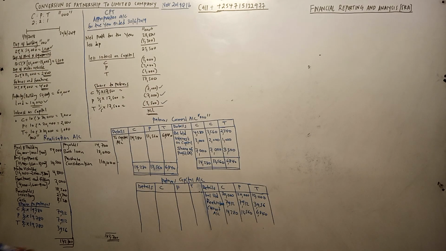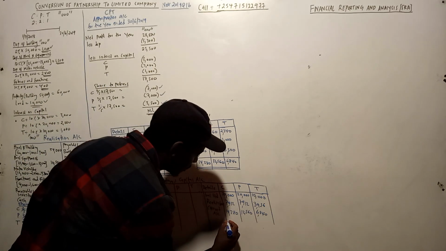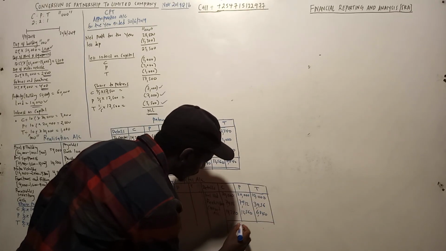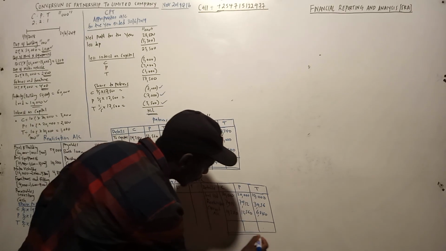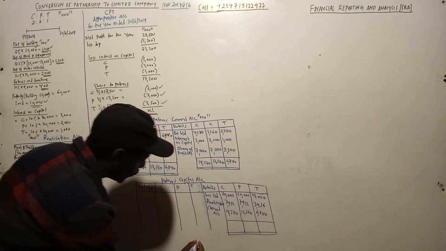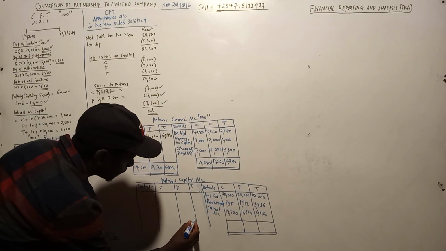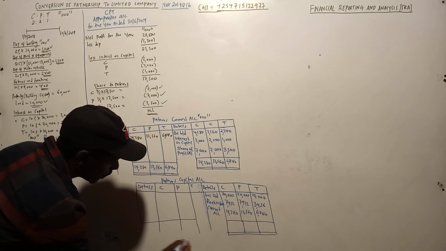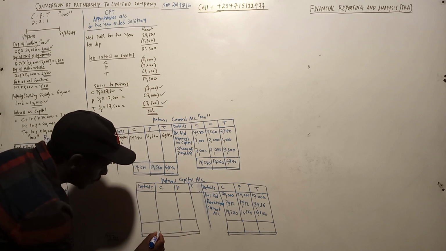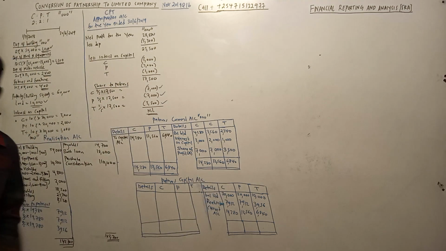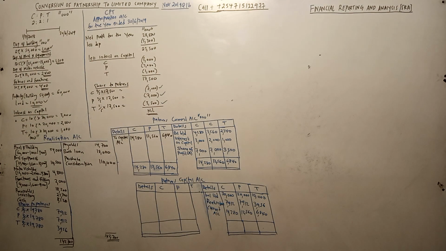Now we don't have even goodwill, so meaning we balance this account from this point. You also balance it from the other side. So we add them together: 10,000 plus 3,956 plus what?